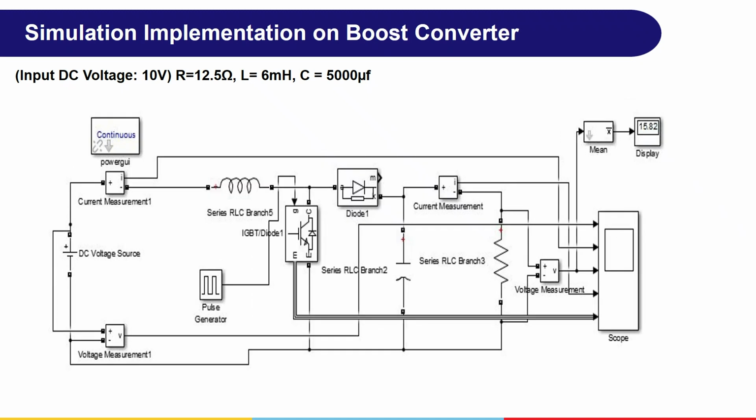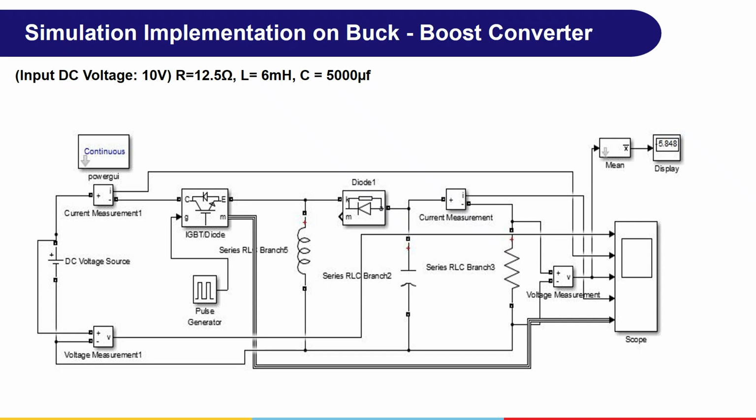Simulation implementation of the boost converter. Input DC voltage 10 volts, resistance is 12.5 ohm, L is 6 millihenries, C is 5000 microfarad. Block diagram of this boost converter. Simulation implementation of the buck boost converter. Input DC voltage 10 volts, R is 12.5 ohm, L is 6 millihenries, C is capacitor 5000 microfarad. This is the simulation of the buck boost converter.